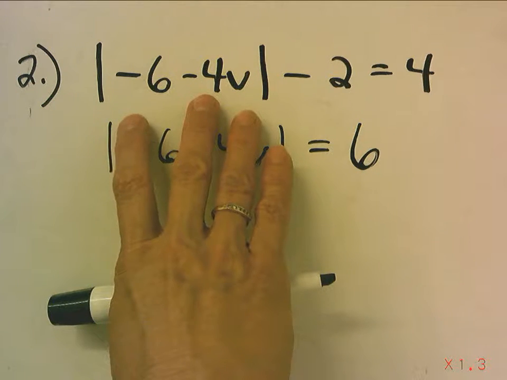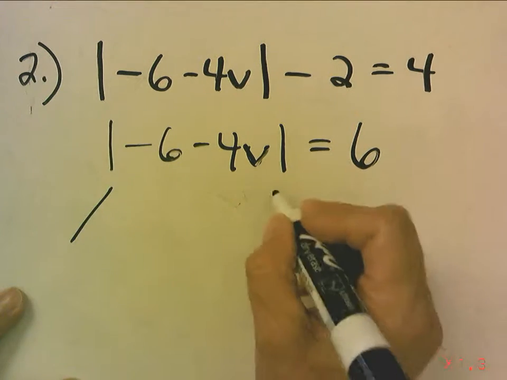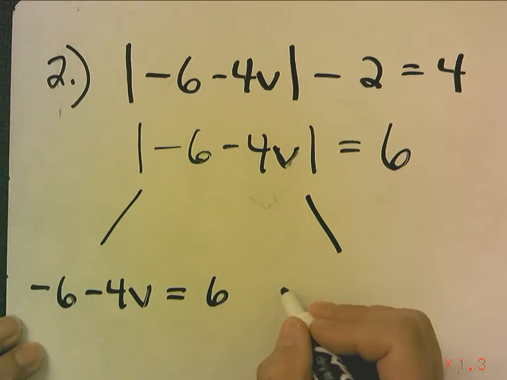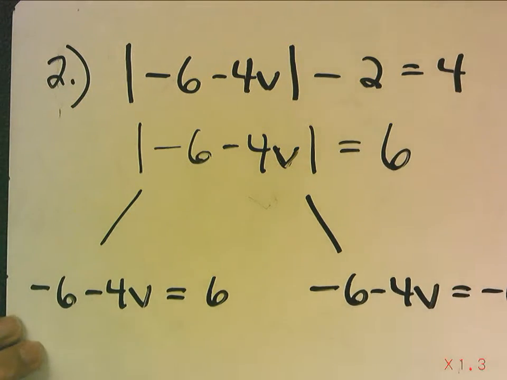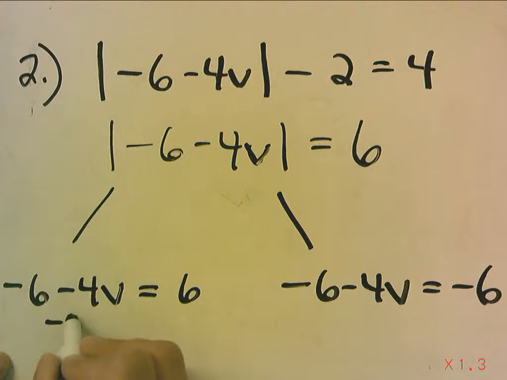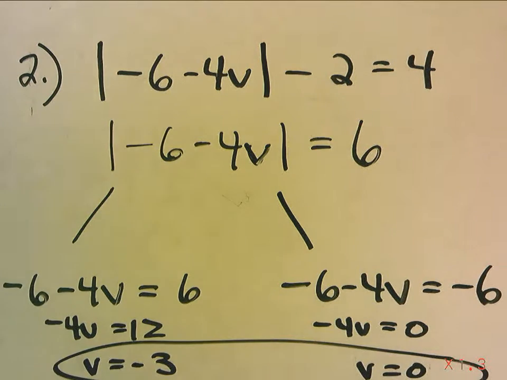Now, once your absolute value sign is isolated, you would cover this up and say to yourself, well, what would give me an answer of 6? Well, it would be the absolute value of 6 or the absolute value of -6. So that means I let -6 minus 4v equal 6, and I let -6 minus 4v equal -6. So I actually have 2 equations. So here, -4v equals 12, v equals -3, and -4v equals 0, so v equals 0. So my answer to number 2 would be v equals -3 or v equals 0.